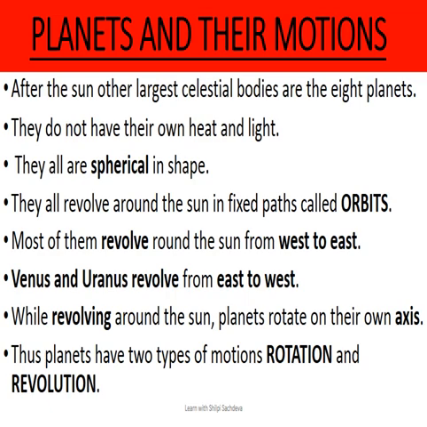Most of the planets revolve around the Sun from west to east, that is in an anti-clockwise direction. Venus and Uranus are the only 2 planets which revolve from east to west, that is in a clockwise direction. While revolving around the Sun, planets rotate on their own axis. Now we come to the conclusion that there are 2 types of motions, that is rotation and revolution. Rotation takes place on their own axis, whereas revolution is around the Sun.